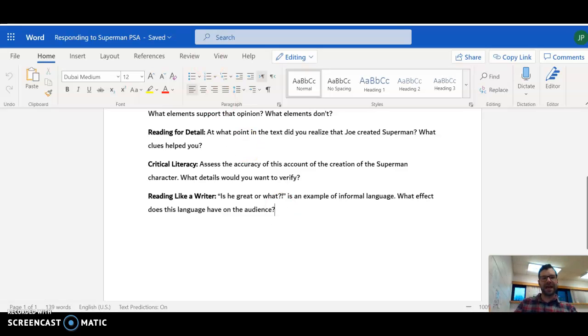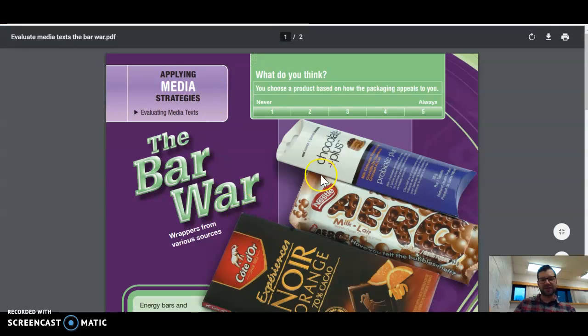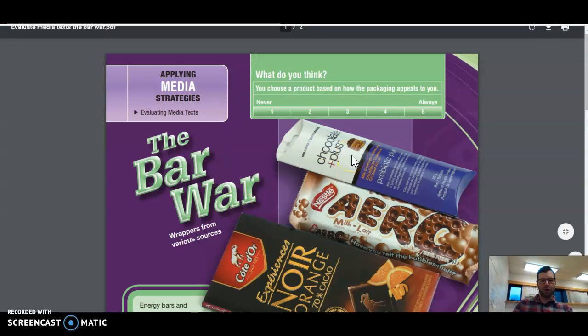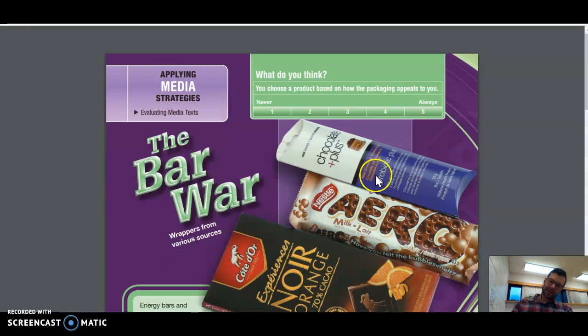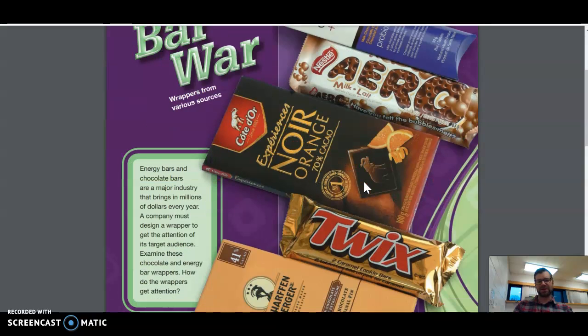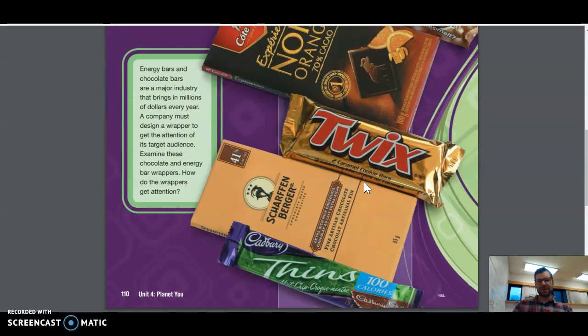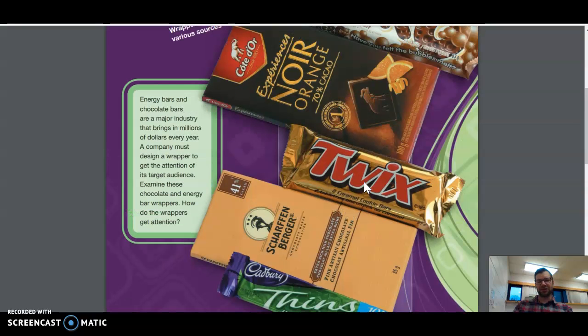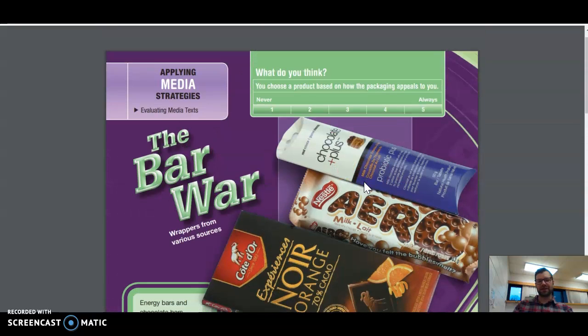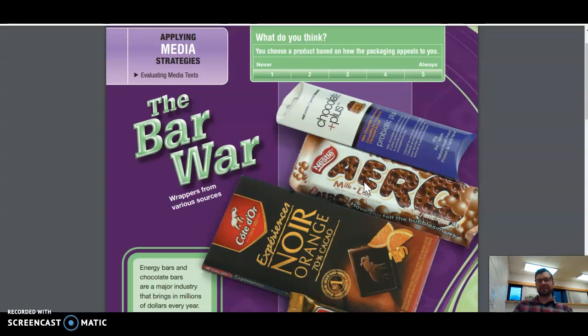So let's take a look at the next one. This is called the Bar War. Wrappers from various sources. So we can look at some of these chocolate bars. You choose a product based on how the packaging appeals to you. What do you think? You can answer never or always. I'm going to have to think on that for a minute. I would say that I definitely do sometimes choose a product based on the packaging.